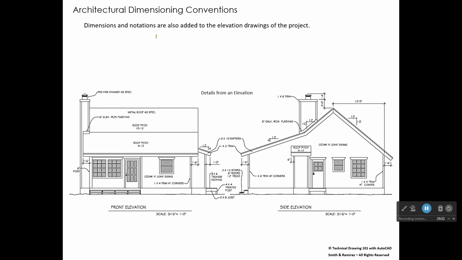Here's an example of dimensions and notations added to the elevation drawings. So we've got some dimensions here telling us how far these roof overhangs are.